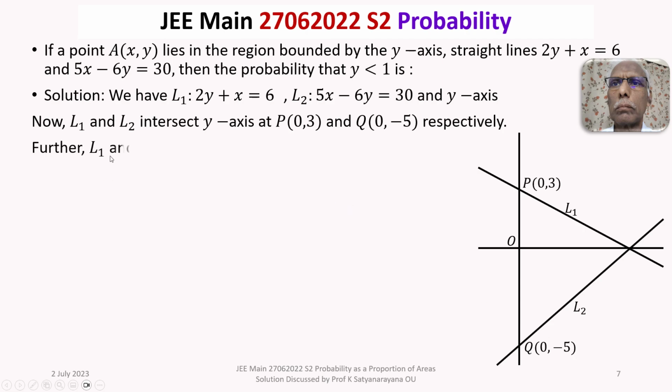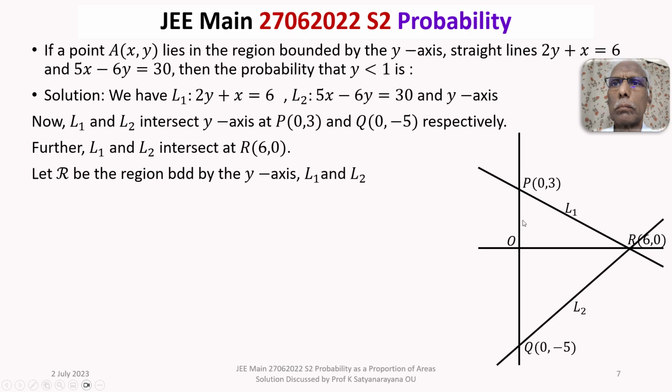Further, L1 and L2 intersect at a point, say R. Take these L1 and L2 and solve. I have not shown how to solve; you are very familiar with how to solve two equations in two unknowns. Do it. The point of intersection of L1 and L2 is 6, 0, and let's call that point R. L1 and L2 intersect at R, 6, 0, that means on the x-axis. Agreed. Let R be the region bounded by the y-axis, L2 and L1.